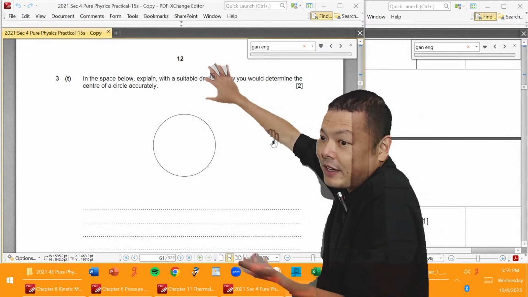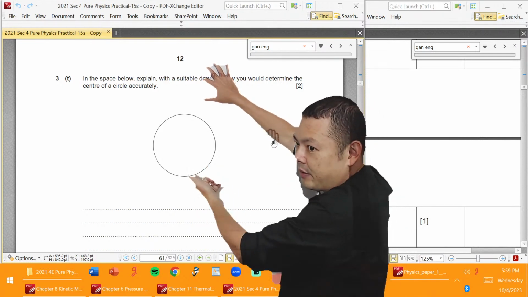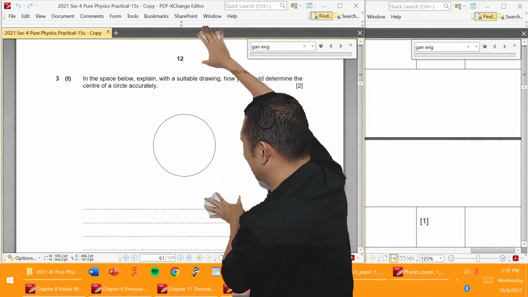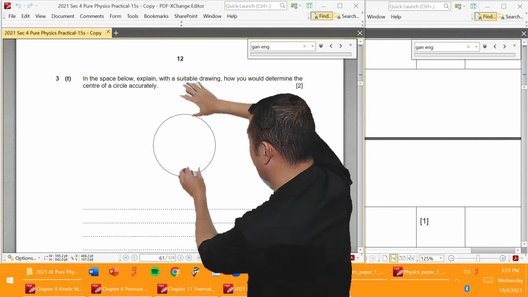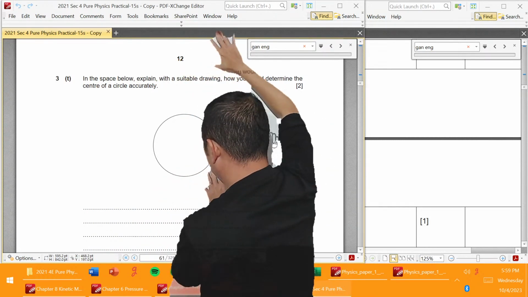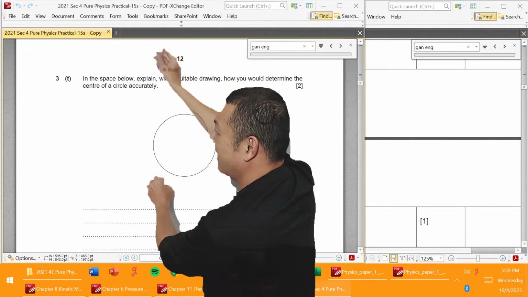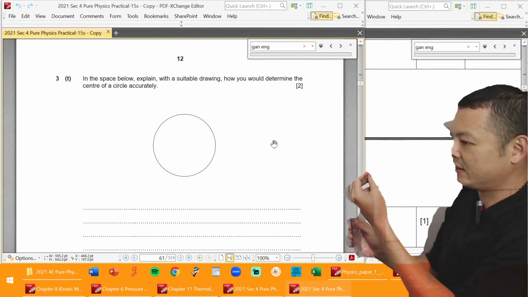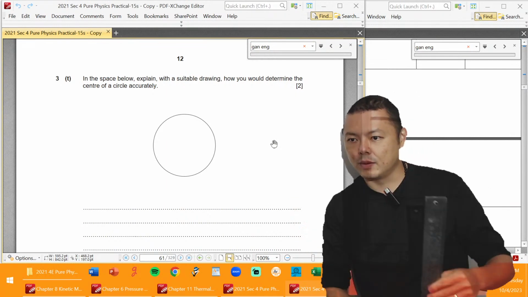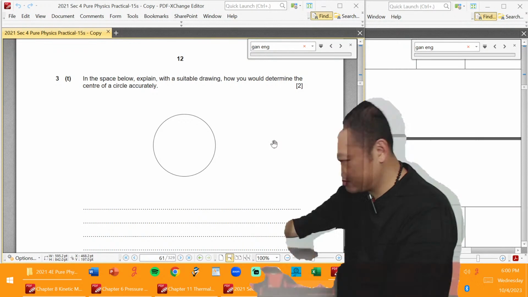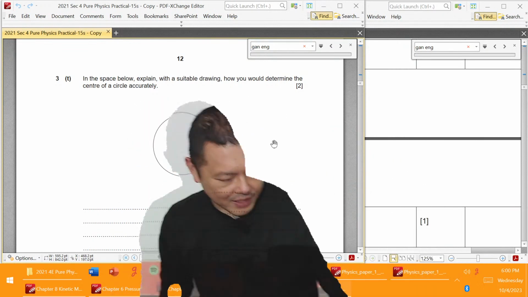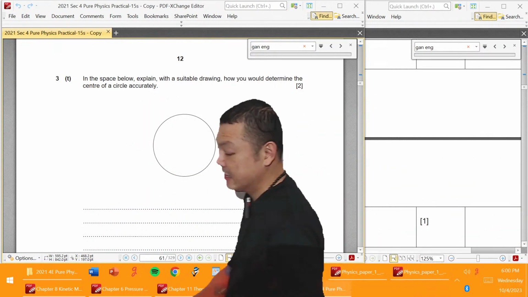I mean if you put a gun to my head and ask me to go, I'll say, okay, take a ruler, maybe another ruler. Make sure that the ruler slides across horizontally, and then the largest reading on the ruler will be the diameter. Then I will draw a few lines to intersect and get the center of the circles.